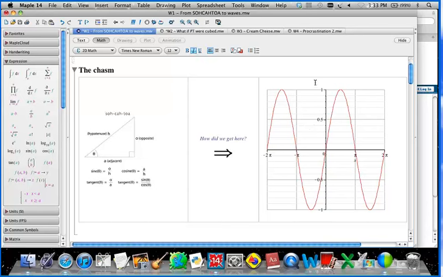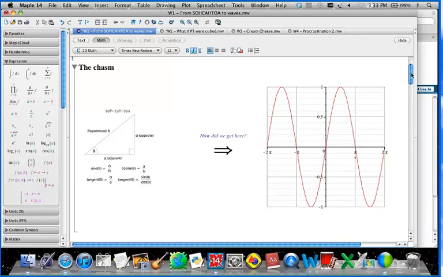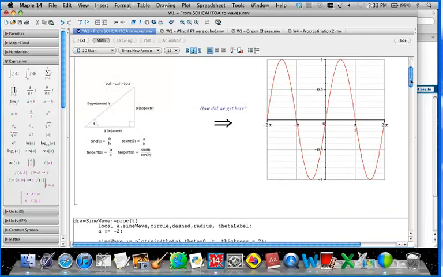And at some point, they might start to wonder, how did we get from solving sides of right triangles to graphing things that look like waves? How did we get here? What is the relationship between this representation of sine, cosine, tangent, and this one? And this is a very difficult concept to illustrate on the chalkboard, how we get from here to there. And Maple is a great tool for doing it. Without further ado, let me just show you one thing.